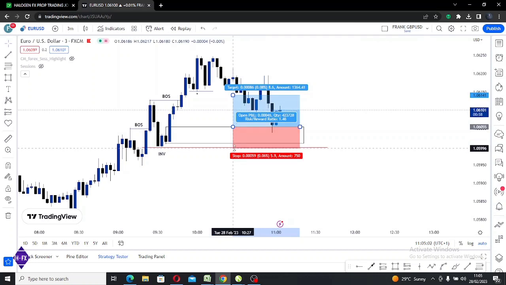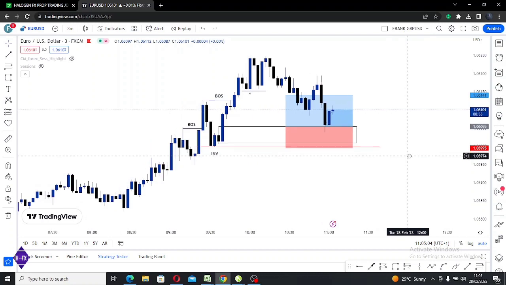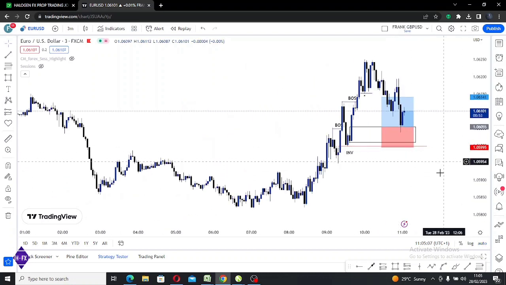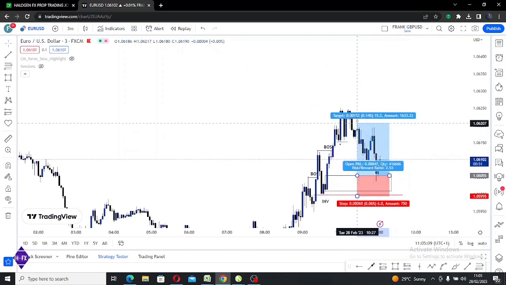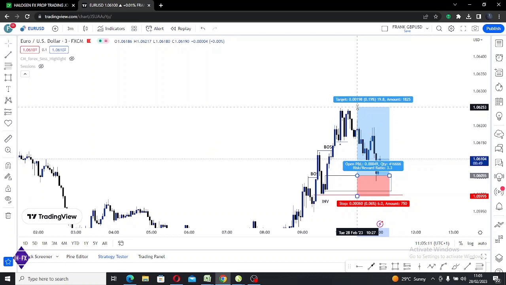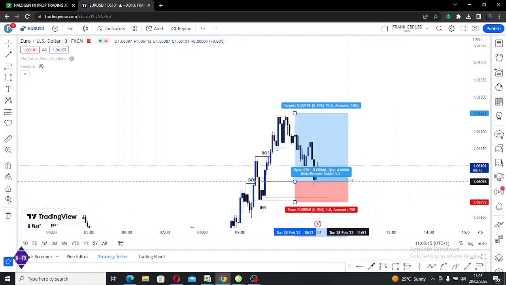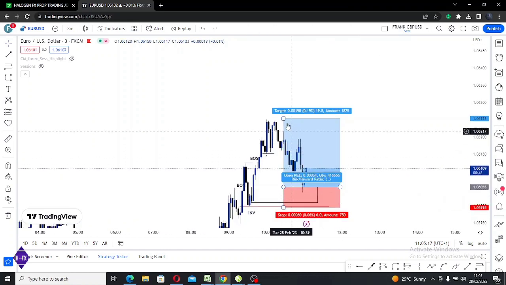So you have a 6 pip stop loss. You understand? Then you can target whatever you want to target, maybe the next high. Understand? So the next high will be giving 1:3, so you can do that if you go with the 1 ratio 3 and you wait for price to do its thing.